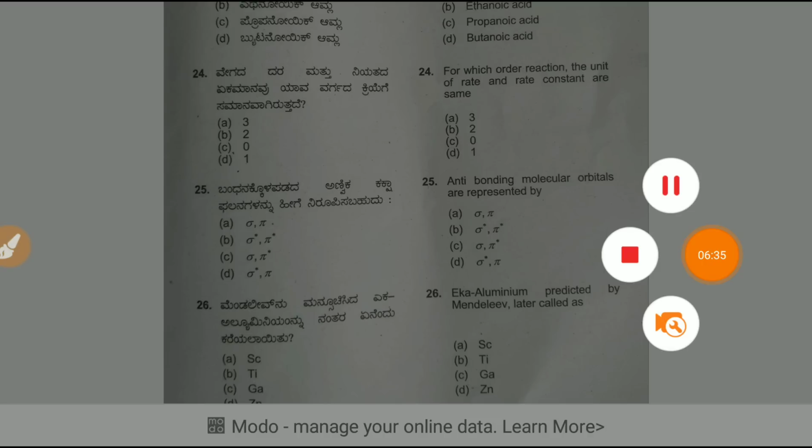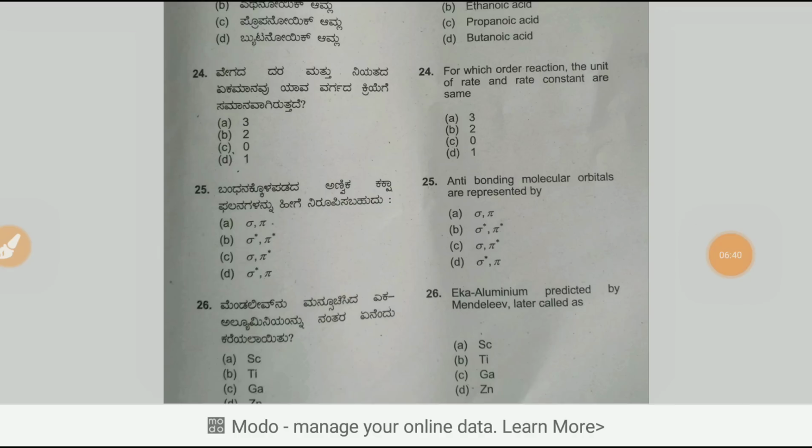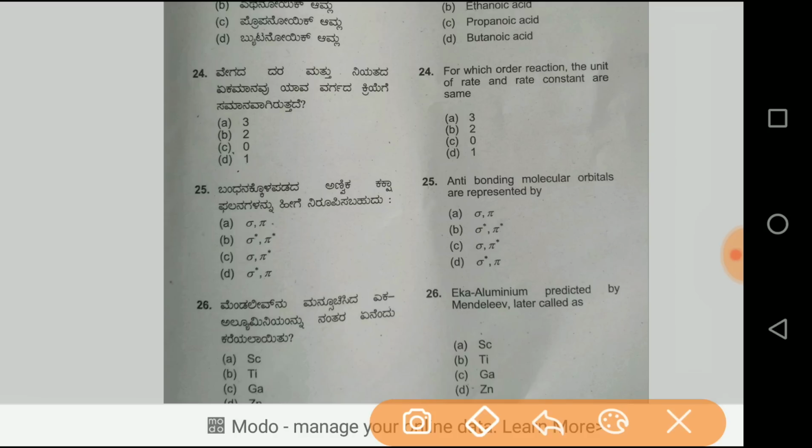for which order reaction are the unit of rate and rate constant the same? Dear friend, the units of rate and rate constant are always the same only in a zero order reaction. Therefore, here the right answer is zero order reaction. Therefore, C is the right answer.